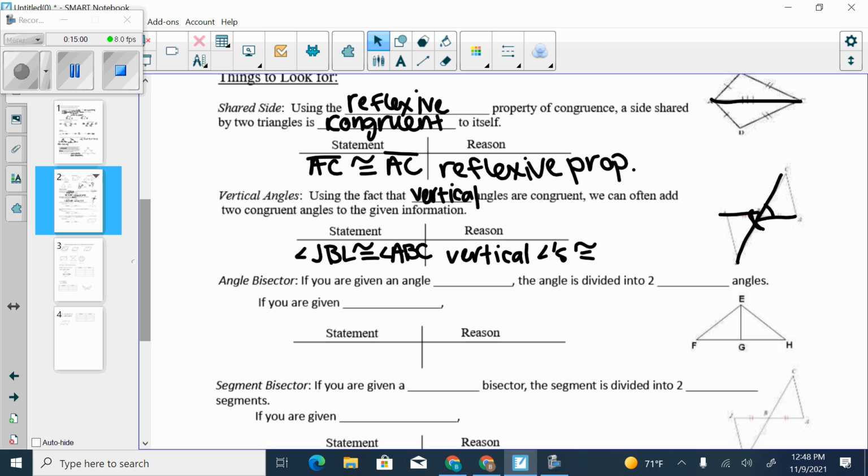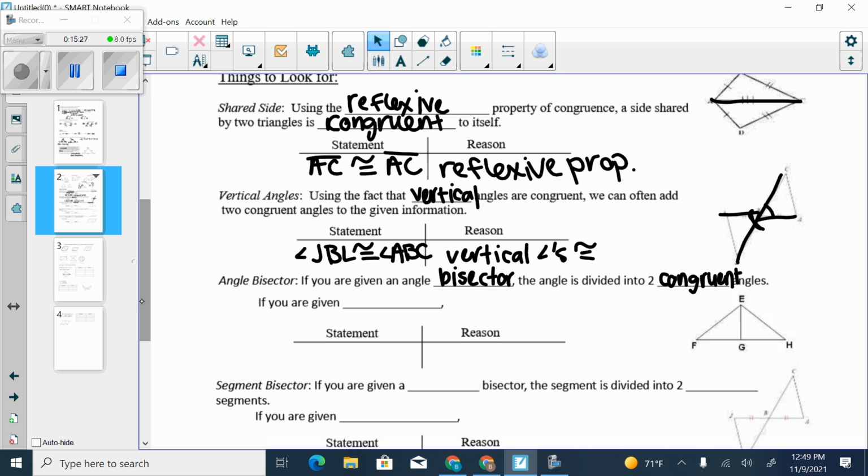We said that that angle bisector did what to our angle? Split it in half, right? So when it splits it in half, we end up with two pieces that should be the same, right? So if you are given an angle bisector, then the angle is divided into, like you guys said, two equal parts, or two congruent parts or angles.